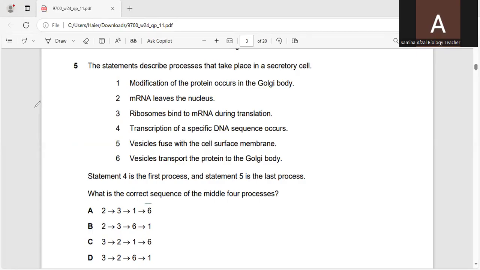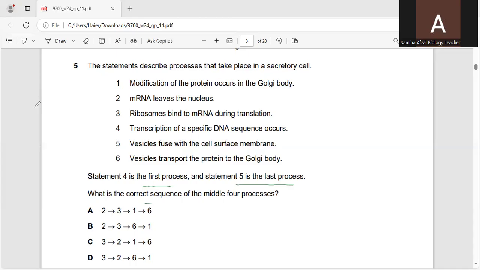So what is the correct sequence of the middle 4 processes? They have given 6 statements, and out of the 6 statements, one of them is the first statement and the fifth statement is the last. So we have to arrange the middle 4 statements. Actually, they have shown in these processes the protein synthesis.